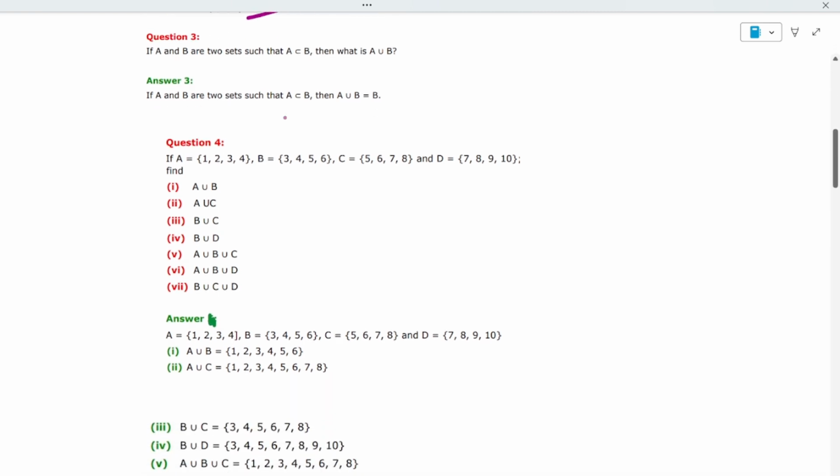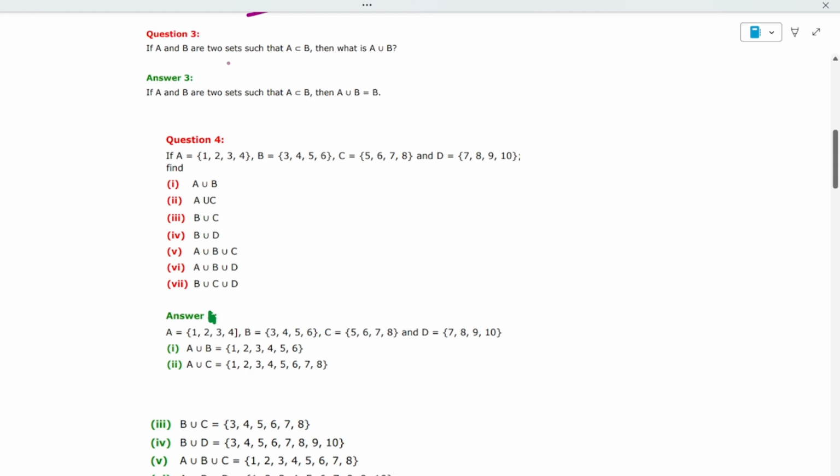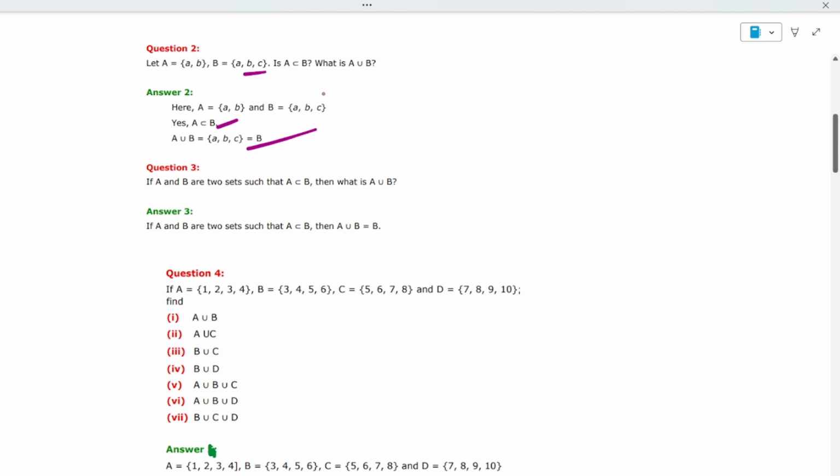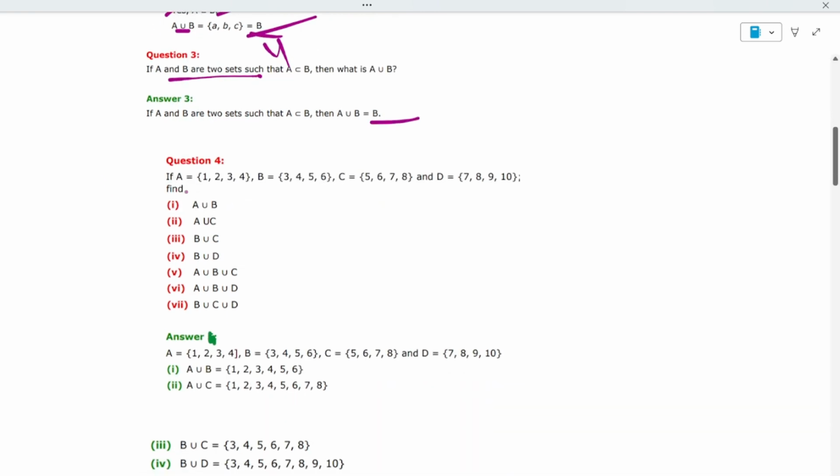Now let's go on to the third question. If A and B are two sets such that A is a subset of B, what is A union B? Now they have given it in this form. See, they have mentioned that they both are subsets. Is A a subset of B? Yes, we got the answer as yes. And then what is A union B? We got the answer as B here, right? If you consider this set as AB, while considering some example, you will get the answer as B. The question was here directly, but here they have asked in a different way.